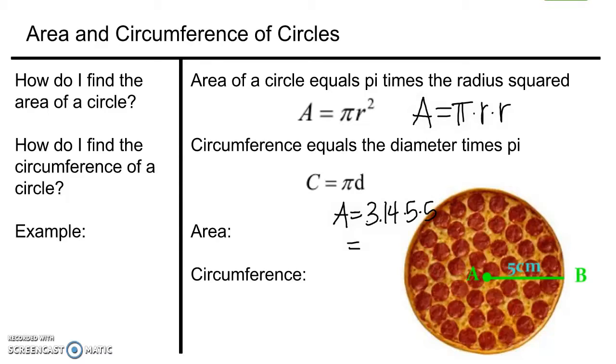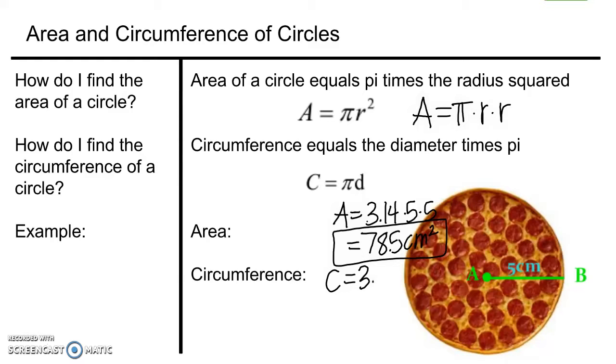3.14 times 5 times 5. I know 5 times 5, 5 squared, is going to give you 25. So 3.14 times 25, and I get 78.5, and that would be centimeters squared. Remember, area is square units.